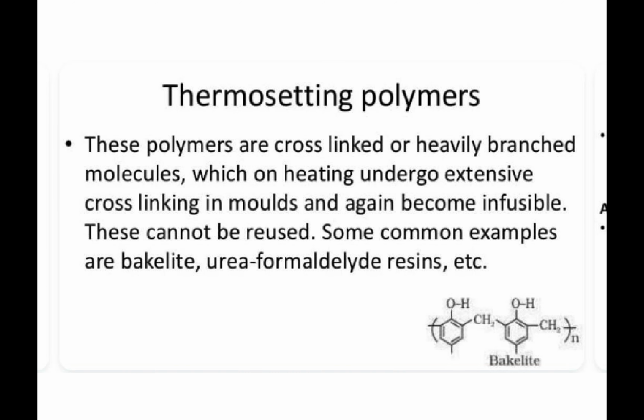Then thermosetting polymers. These are also cross-linked and heavily branched molecules. When you heat them, they undergo extensive cross-linking in molds and become infusible, and you cannot reuse them. Common examples are bakelite and urea-formaldehyde resin. The bakelite structure is given on the page, you can see this.